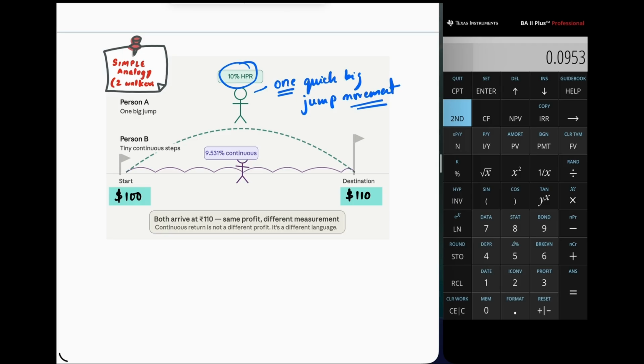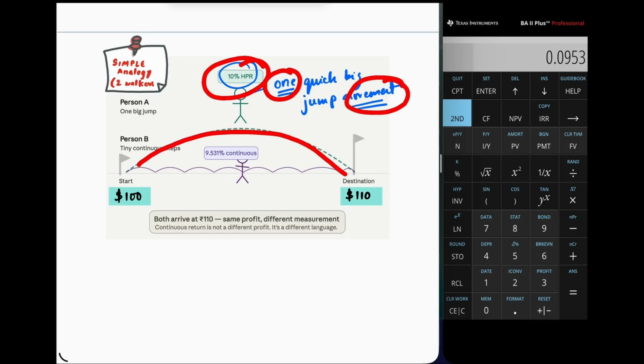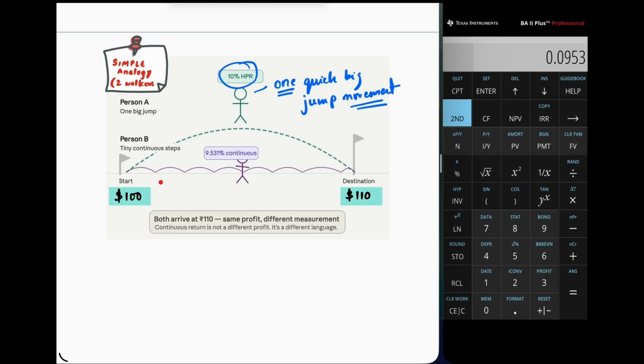This is exactly what continuous compounding means. Holding period return is one movement, but continuous compounding is happening continuously. The holding period return, this 10%, is applied once, one movement. But the continuous return says that this 9.531% is compounded, or applied, at every instant. So this is your continuous compounding.